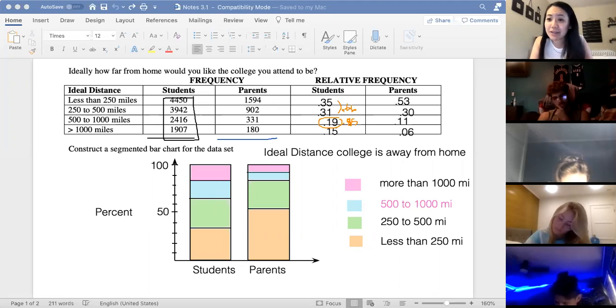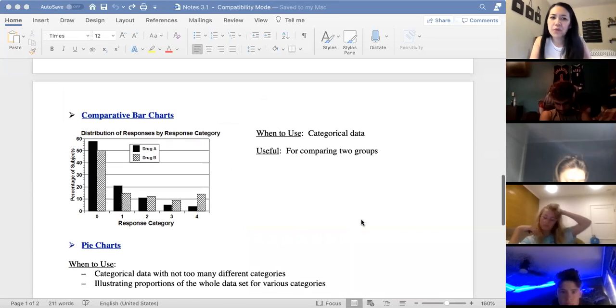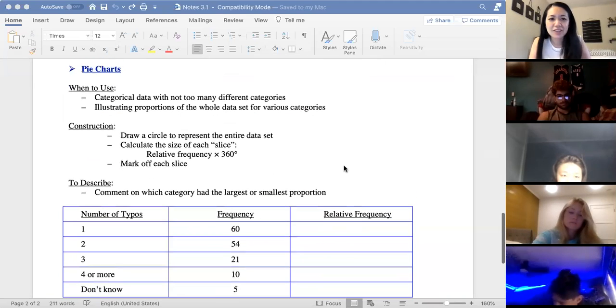So I'm gonna clear this out. Does anybody still need this? Okay, if not, let's go to our last graph. Don't worry about the comparative bar charts. We're not really going to go into that one, so don't worry about it. You can exit out. And let's just go to pie charts.